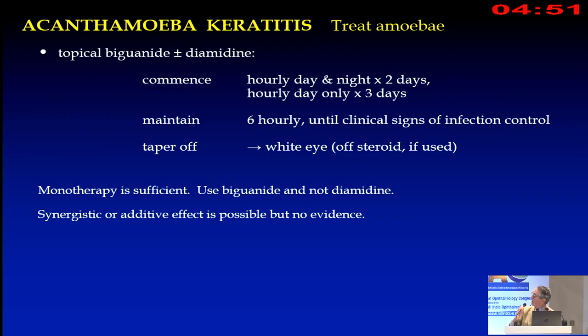So in Moorfields, we will typically start with a biguanide monotherapy, commenced very frequently for the first 2 days, hourly day and night, certainly hourly throughout the day, and reduce the frequency with a maintenance dose. Treated until the patient has a white eye and not taking steroid. So that's a question that commonly comes up: how long do you treat with antiamoebics? I'd say when the eye is completely uninflamed and the patient's not taking steroid, if steroid has been used. Monotherapy is successful in most. I'll give you data in a moment.